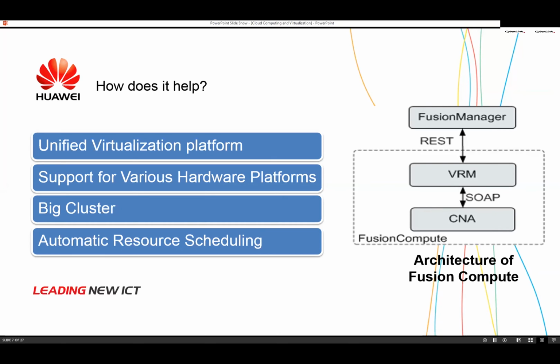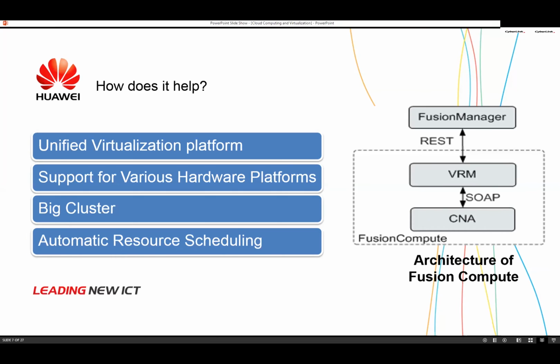Okay, on the right side we can see the architecture of Fusion Compute. We have CNA and VRM. These are the two basic components of Fusion Compute. Okay, what do they mean? Well, CNA provides the following functions. It implements the virtual computing function on each host, and it manages the VMs running on that particular host. It also manages the computing, storage, and network resources of each host.